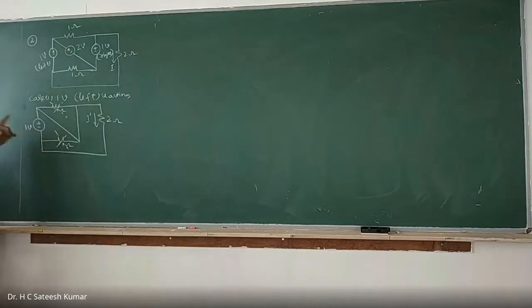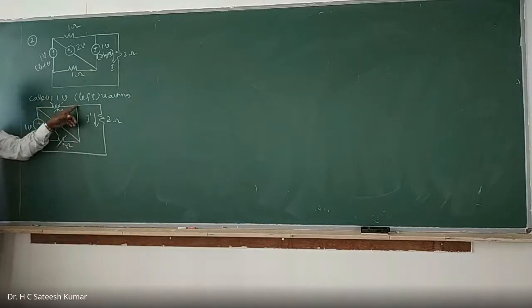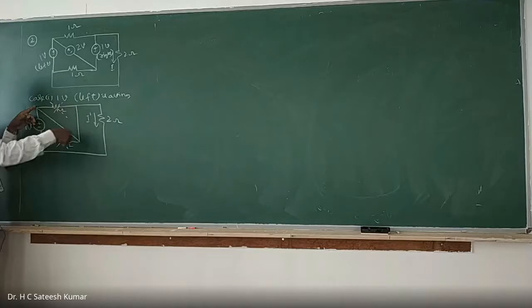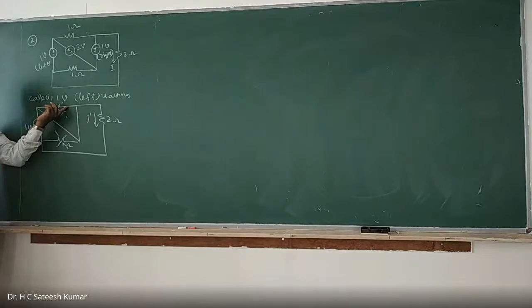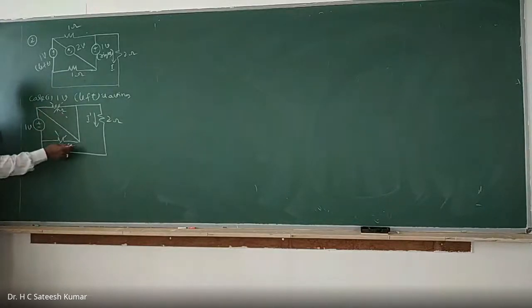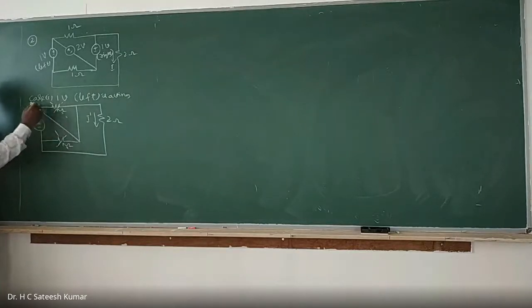I will repeat. This is connected to this point, and this is connected to this point. Therefore, across this resistor it is shorted. Once it is shorted, this resistance will be redundant because current will not flow through it. Current always goes through the least resistance path. So current will flow through this one. Next, this is connected to this point, which means it comes in parallel with this one. If this is in parallel with this one, this will become redundant. Therefore, this is redundant and this is redundant.